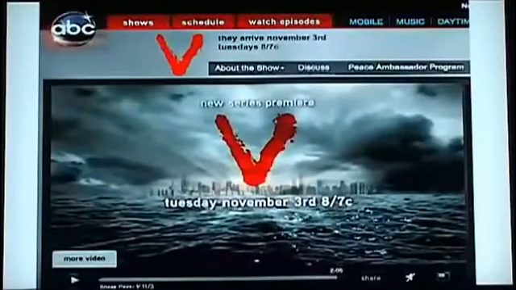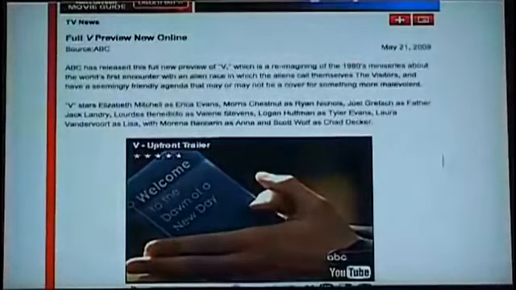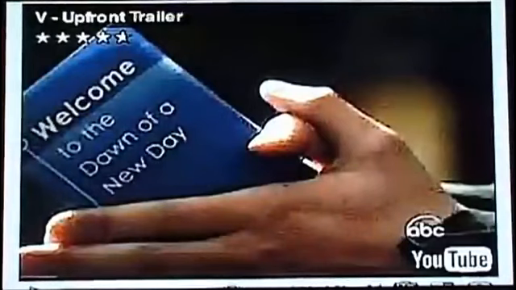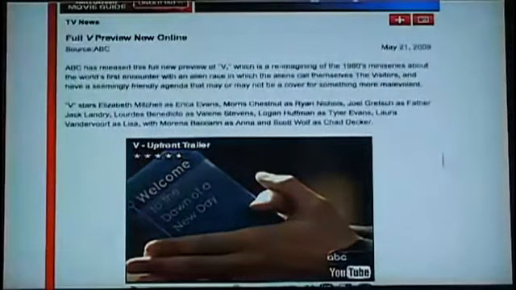And in the new television series V, the aliens hand out a tract, and it's talking about what the aliens are going to do as they take over the whole world. And the tract that explains what they're going to do is called Welcome to the Dawn of a New Day. So ABC, Disney is slyly telling you world communism is taking over the entire world.